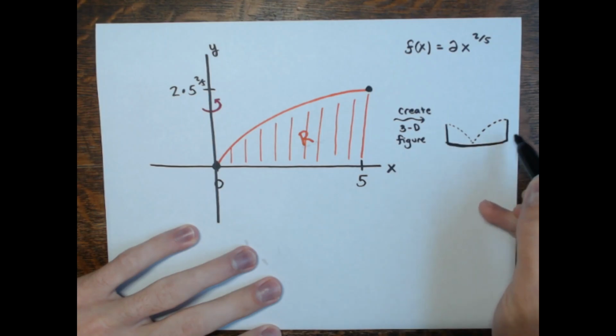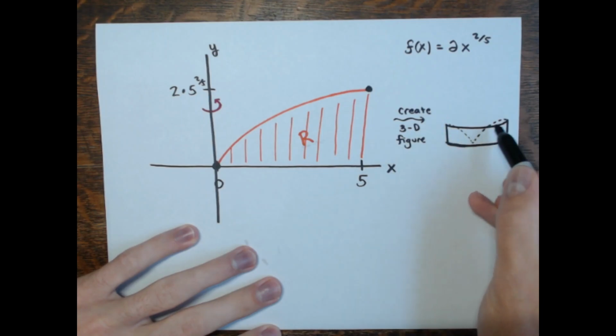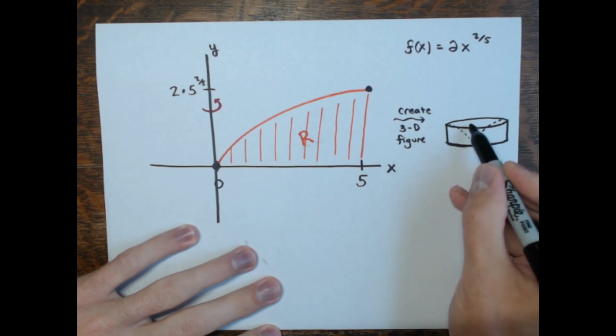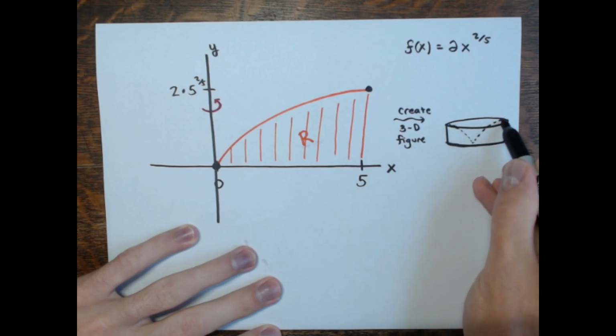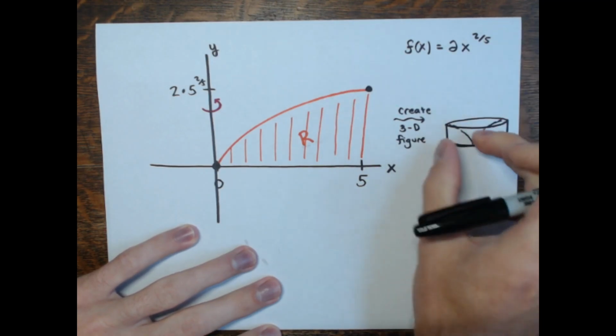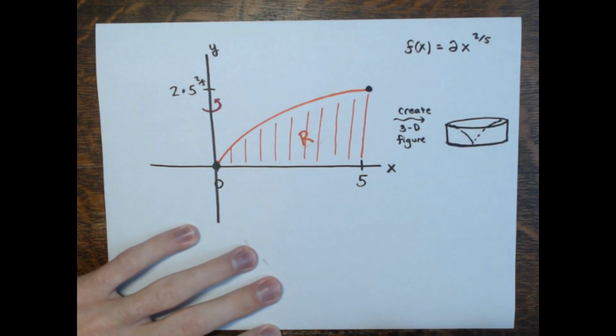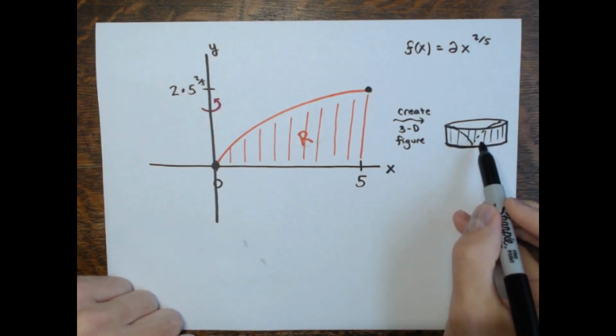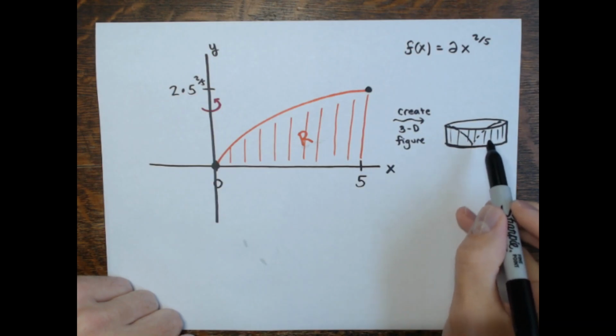It has these circular, well, actually more like washer cross sections if you're going horizontally. It's got a divot. It's like a cylinder with a tornado cut out of it, some little funnel shape cut out of it. And what we're asked to do is find the volume of this shape, of this 3D figure.